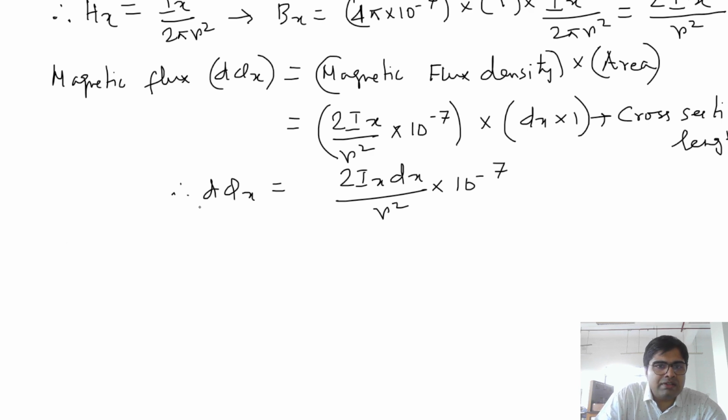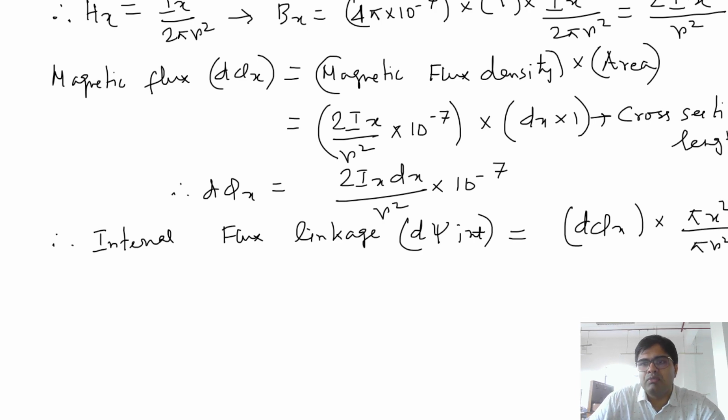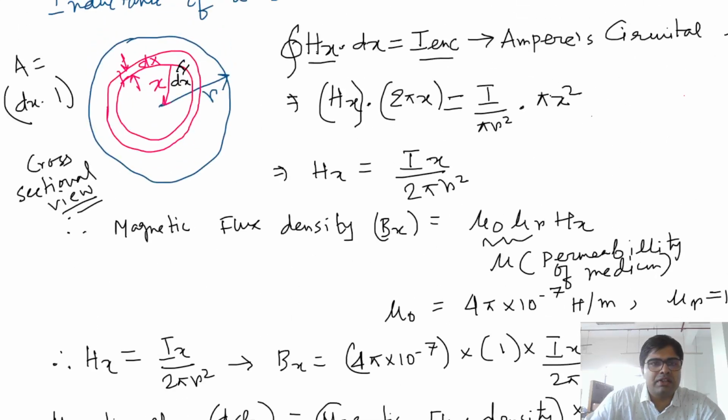So if this flux is there, what will be the flux linkage? So internal flux linkage, that is d psi x, will be equal to d phi x into pi x square by pi r square, because whatever be the internal flux, that will be linked only up to this. So this is defined by pi x square by pi r square within this shell.